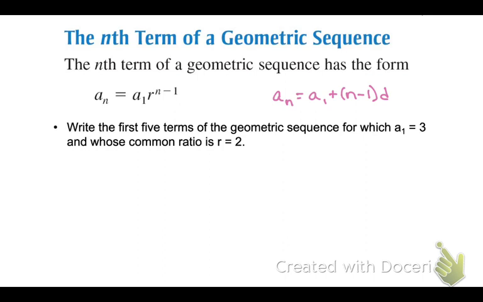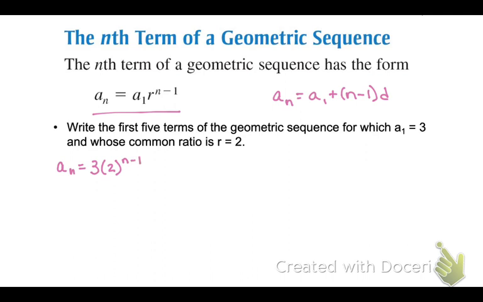Still a different place. Write the first 5 terms of the geometric sequence, which a sub 1 is 3 and whose common ratio is 2. Just like any other problem, I want you to write the rule, the definition, the equation, and then plug in 1, 2, 3, 4, 5. So a sub n equals, what's a sub 1? 3. And then r is 2 to the n minus 1.